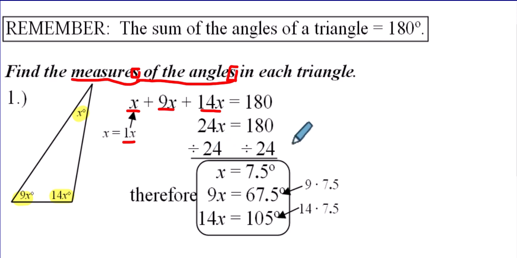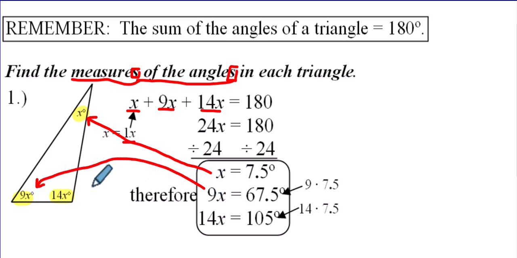Inverse of multiplying is dividing. That gives me the answer of x. Now, x is one of the angles on this triangle. 9x is this angle, and 14x is that angle. So here's what I did. If x is equal to 7.5, then 9x, which means 9 times x, will be 9 times 7.5. So in my calculator, I do 9 times 7.5, and boom, I have the answer for 9x, which is 67.5 degrees.